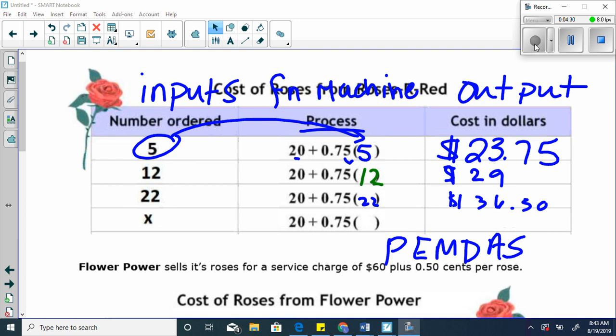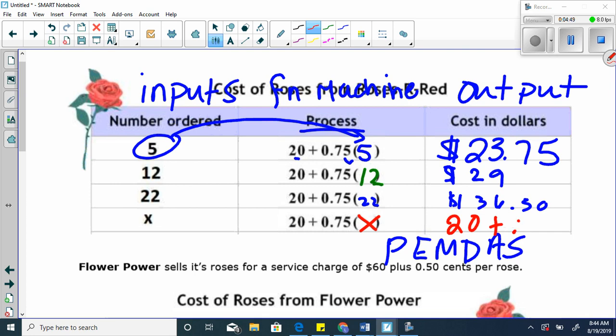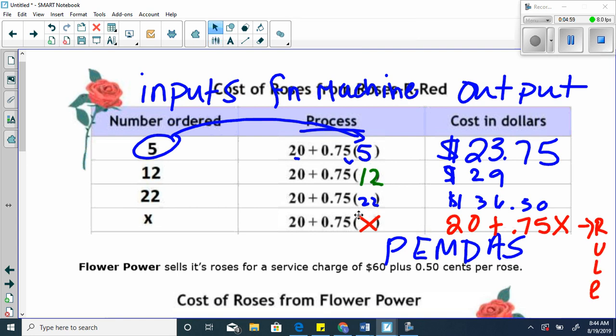So we can write a general algebraic rule, all right? So I'm going to follow the same thing and say, okay, well, for any number, that's what X stands for, my total cost will be $20 plus 75 cents per rose. So that would be my rule, and that would be how I would say it in words. Okay.